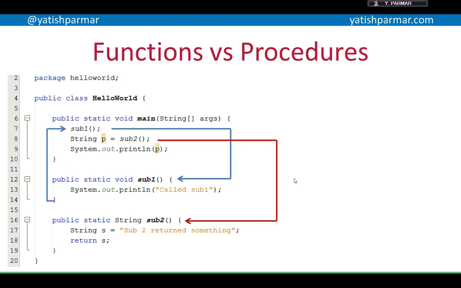Now line 8 is slightly different because it's calling sub2. Sub2 returns a string. So there's a string in there that gets returned back to line 8, which is set as the value of string P on line 8, and that's output on line 9. So you should remember that line 7 is calling a procedure and line 8 is calling a function, because sub2 is returning a value back to the main program.